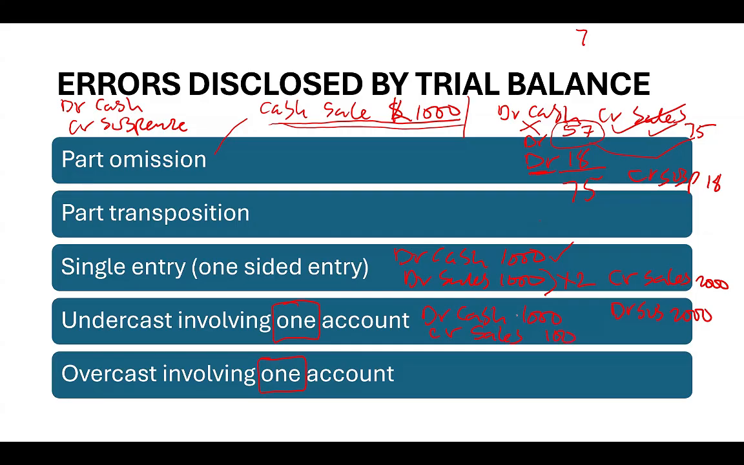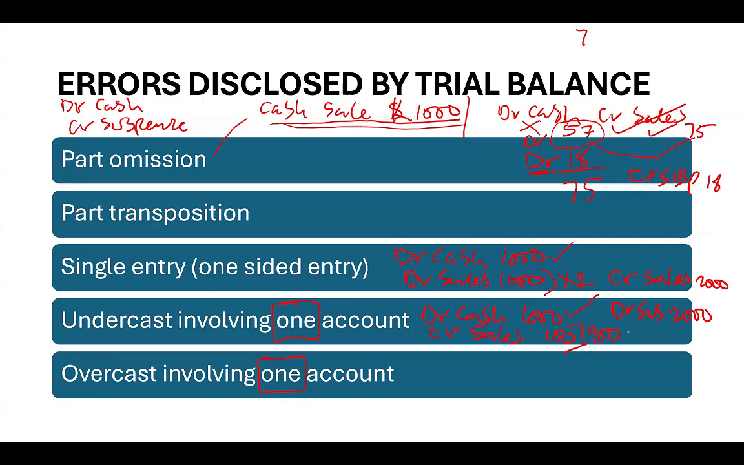So there's an undercast. You have put an amount which is less than the correct figure in one of the accounts involved. How do you make a correction? How do you generate your journal entry for this error? Leave the correctly recorded account alone, but the one that has understated the amount, top up, meaning 900 should come to the credit of the sales account.